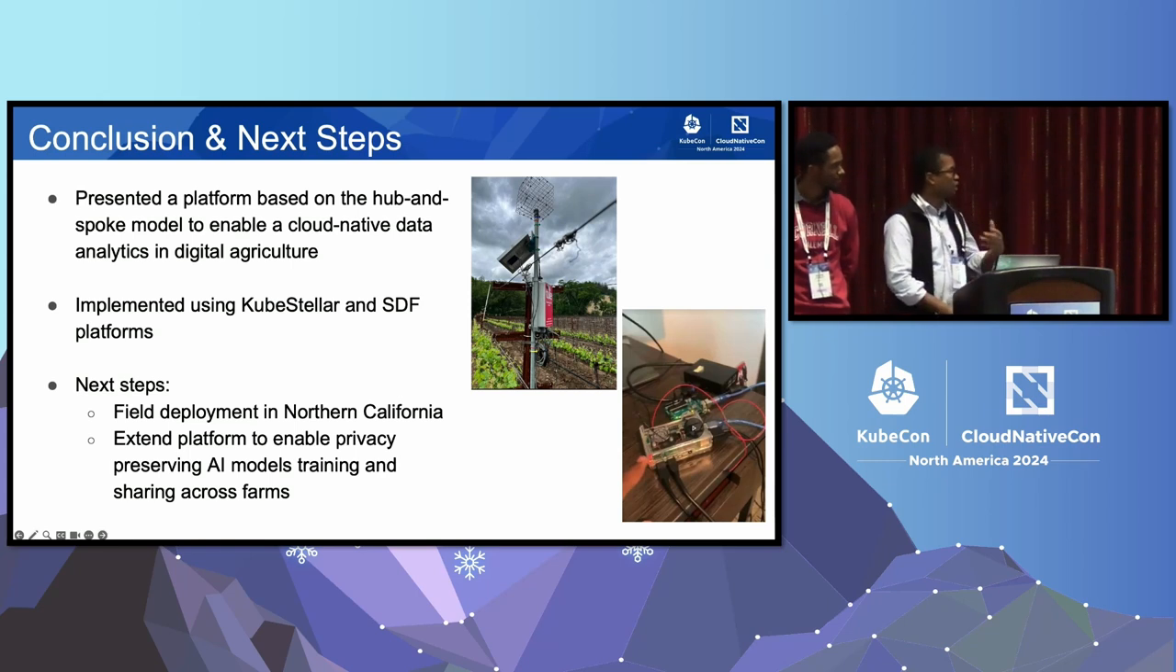As a next step, we plan to deploy this platform in the production farm in California. We also plan to expand our platform to better address the privacy concerns of the farmers by creating features that can enable privacy-preserving AI model training and data sharing across farms.